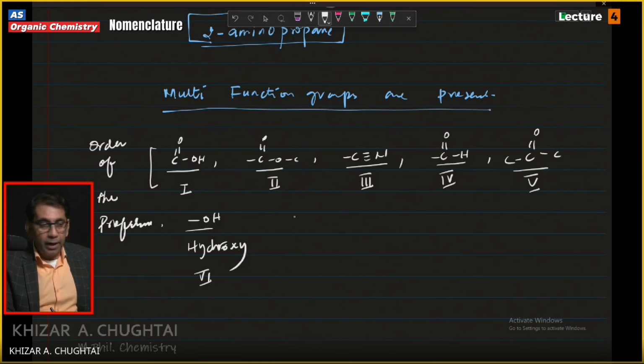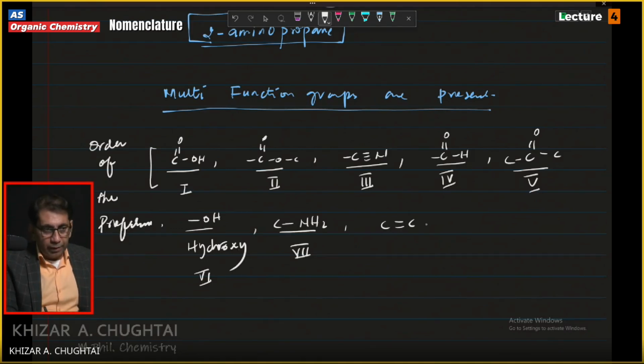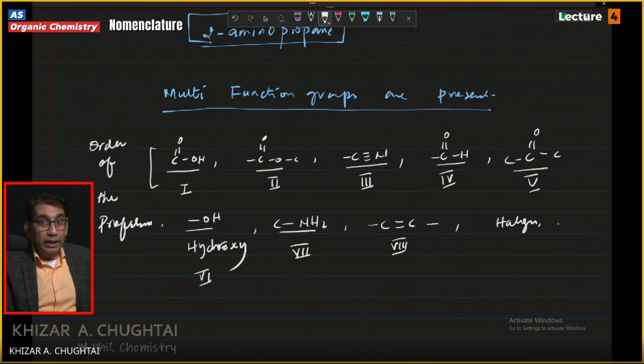And then there is the amino group, as I told you, simple carbon and NH2 group. This is at 7th preference. After that, the carbon-carbon double bond will be preferred. If the carbon-carbon double bond is present, it will be at number 8. And in your syllabus, the halogens are at the end. Halogens are the least preferred functional group. If any carbon has Cl, Br, iodine, F and so on, it will be preferred at the end.